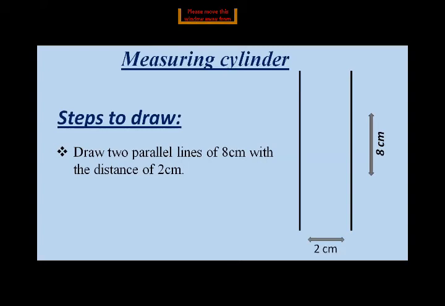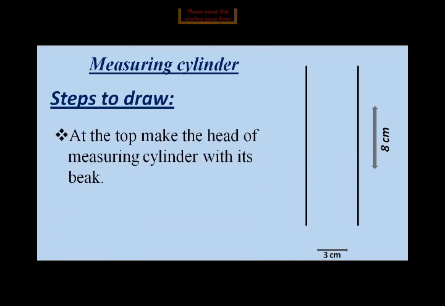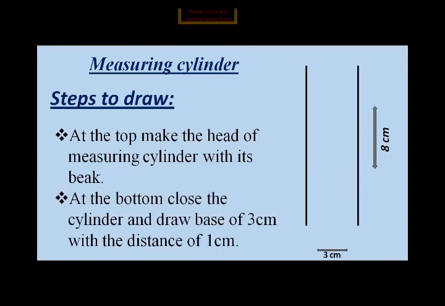Now we will move to another step. At the top, make the head of measuring cylinder with its beak, and at the bottom close the cylinder and draw a base of 3 centimeter with the distance of 1 centimeter. Like this, we close the two lines, upper side and lower side, and make a base of 3 centimeter and join these lines by the end point of the cylinder. Okay, now this is the beak of the cylinder. We will easily draw step by step. Now move further.